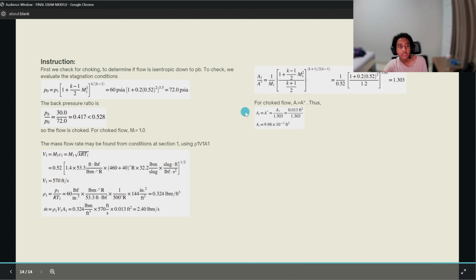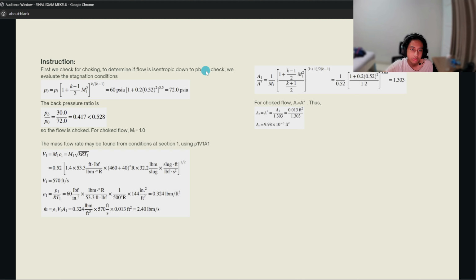And then we move on to the next step, which is instruction. First we need to check for choking to determine whether the flow is isentropic down to the back pressure. To check, we evaluate the stagnation condition using the equation I mentioned before. We would like to get P0. The initial stagnation pressure is about 72 psia. So the back pressure ratio is 0.417, which is lower than 0.528. So the flow is choked. For choked flow, the Mach number at the throat is 1.